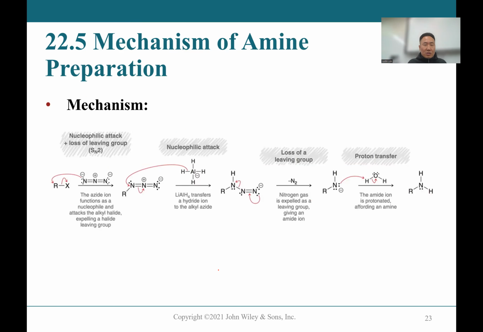When you look at the mechanisms, the azide ion functions as a nucleophile and attacks the alkyl halide, expelling a halide leaving group. And lithium aluminum hydride transfers a hydride ion to the alkyl azide. Nitrogen gas is expelled as a leaving group, giving an amide ion. And a proton transfer step gives the primary amine.